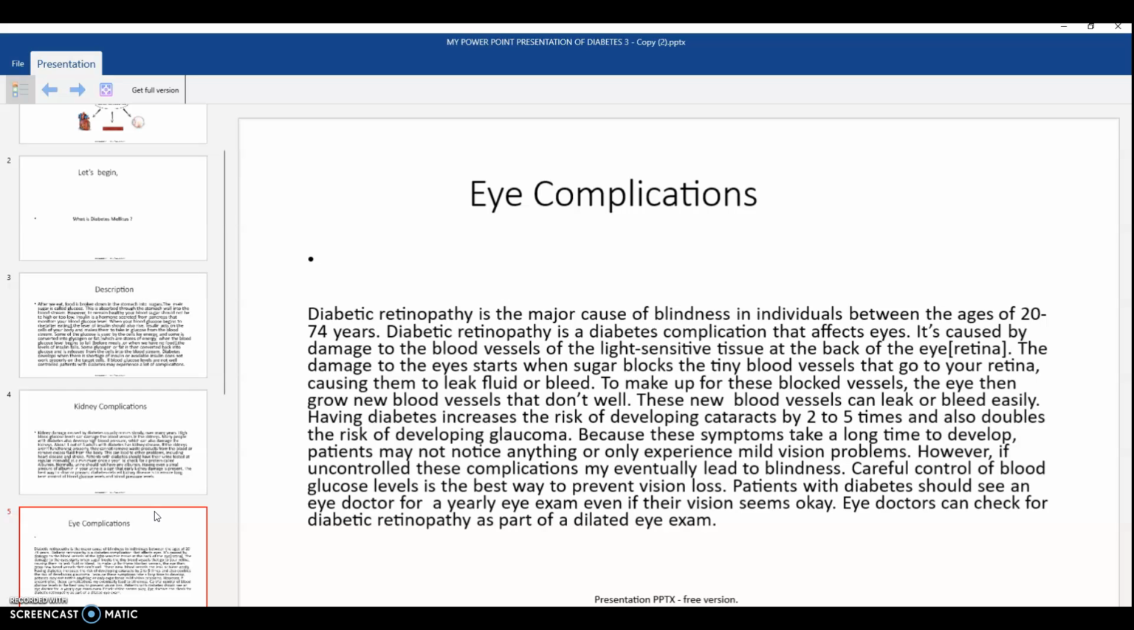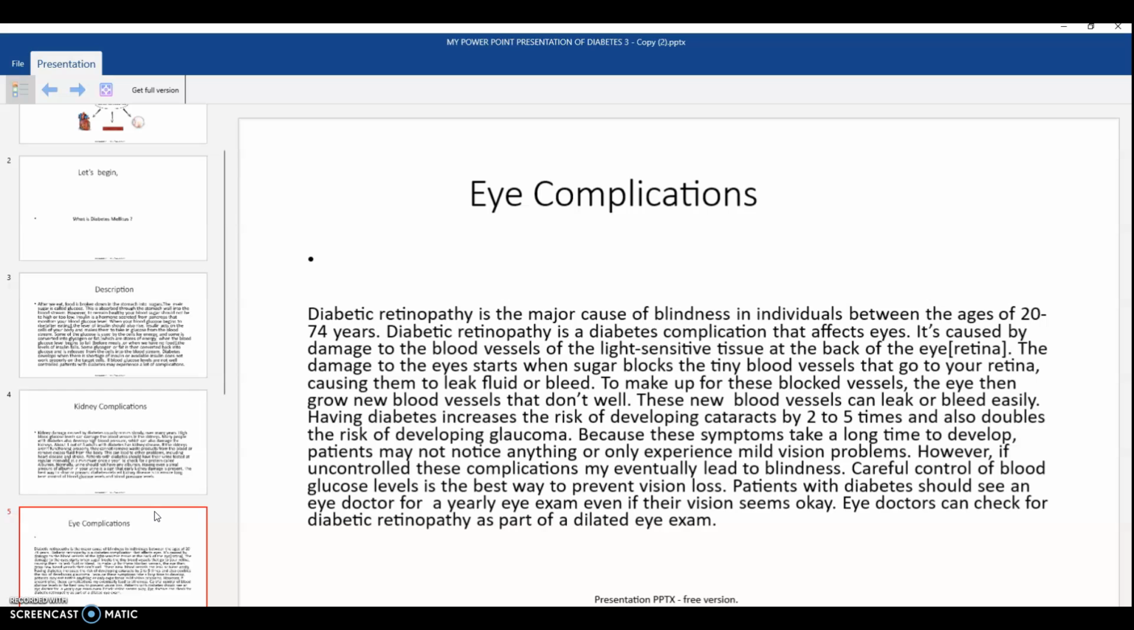So this diabetic retinopathy is a major cause of blindness in individuals. And what happens is the damage to the eye starts when sugar blocks the tiny blood vessels that go to your retina, causing them to leak fluid or bleed.